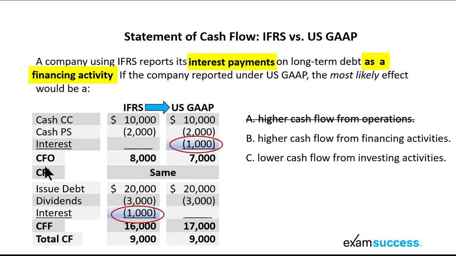We saw that cash flow from investing is the same. There's no effect, so lower cash flow from investing activities, let's get rid of that. We've got our answer right here: higher cash flow from financing activities. We can see that here, we went from 16,000 to 17,000. We cracked the code. It's a nice, easy mark.